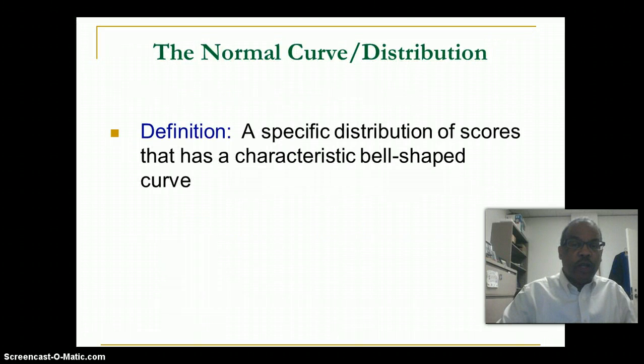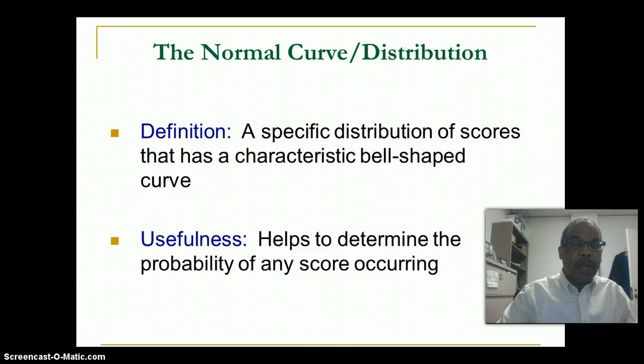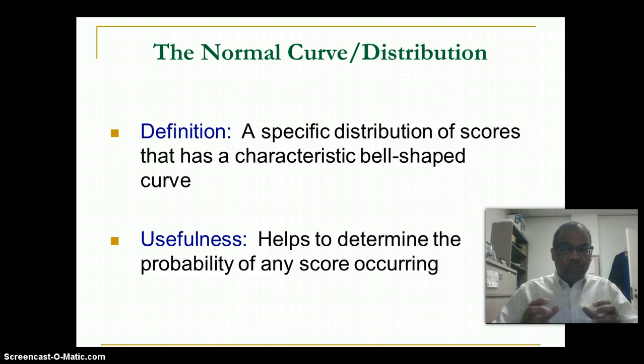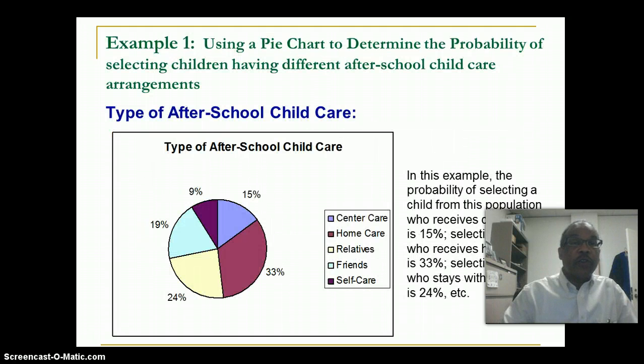Why are we sure that we can select from a sample and make assumptions about what the entire population is like? It's because of something that we know about the normal curve. I'm sure you've seen the normal curve before. It's that bell-shaped curve. I'll show you what it looks like in a second. The normal curve is this distribution of scores with this bell shape and helps us to determine the probability of any individual score occurring. Let's give you three very quick examples of how this works.